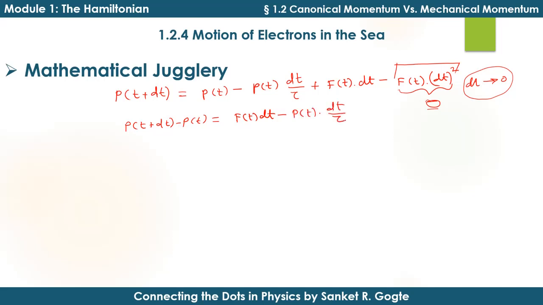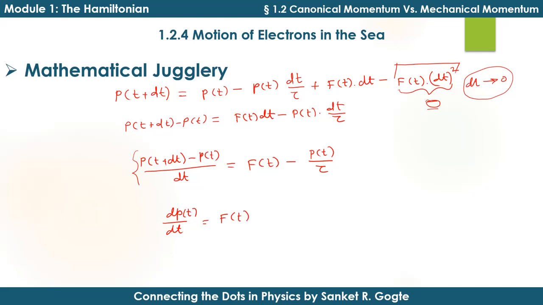Now let's divide the whole equation by dt. So what I have is P of t plus dt minus P of t divided by dt is equal to f of t minus P of t by tau. This now is nothing but dp by dt, the rate of change of momentum at time t, is given by f of t minus P of t by tau.